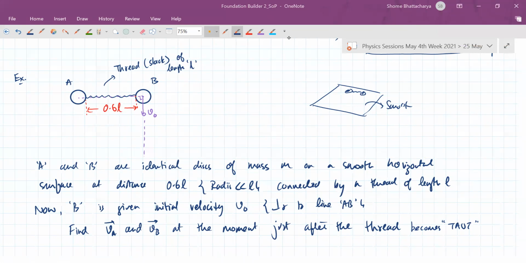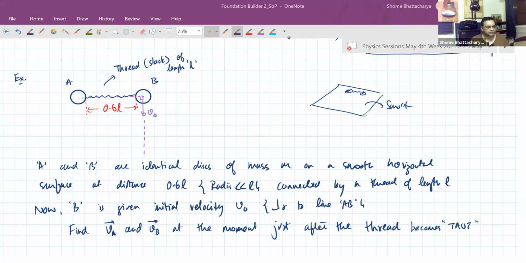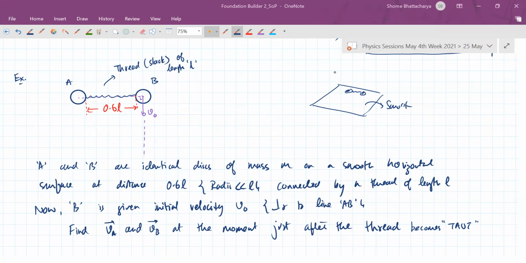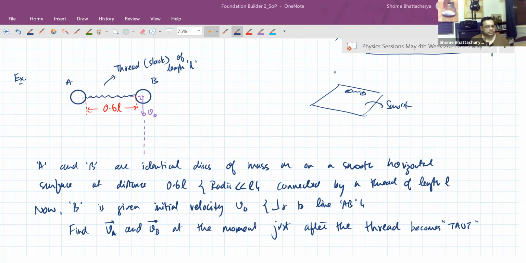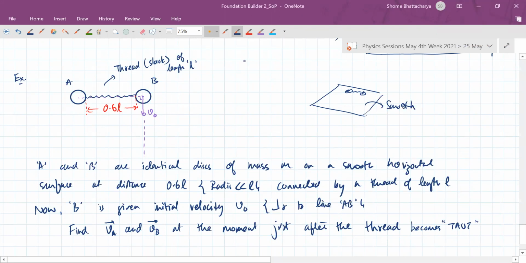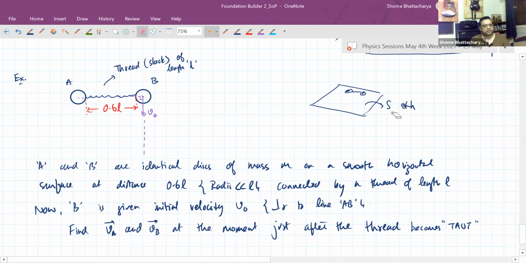Sir, in the right part of the rough diagram, what did you write? Come again, Bhargav. On the right hand part, where the two masses A and B are on the surface. It's a smooth surface, madam. Okay. It's a smooth horizontal surface. I'll just rewrite that.